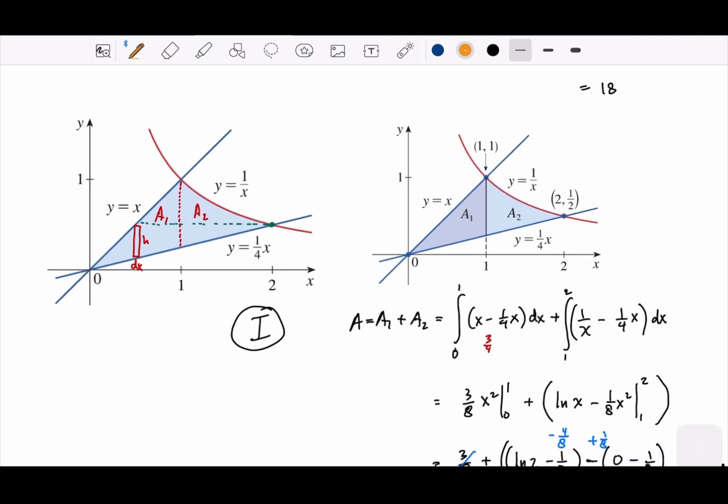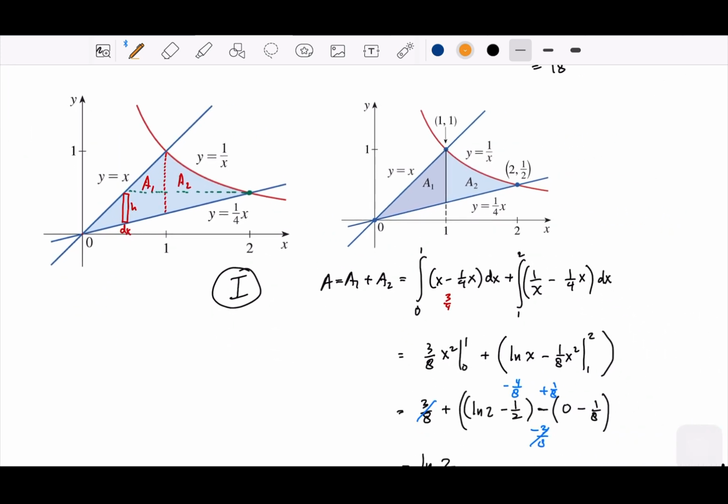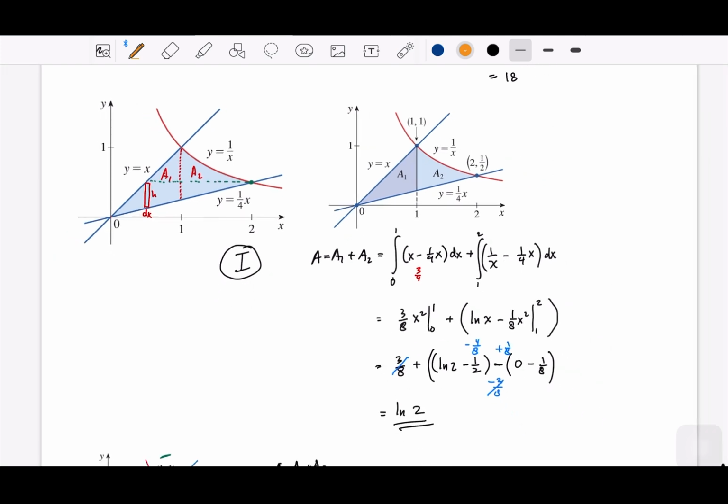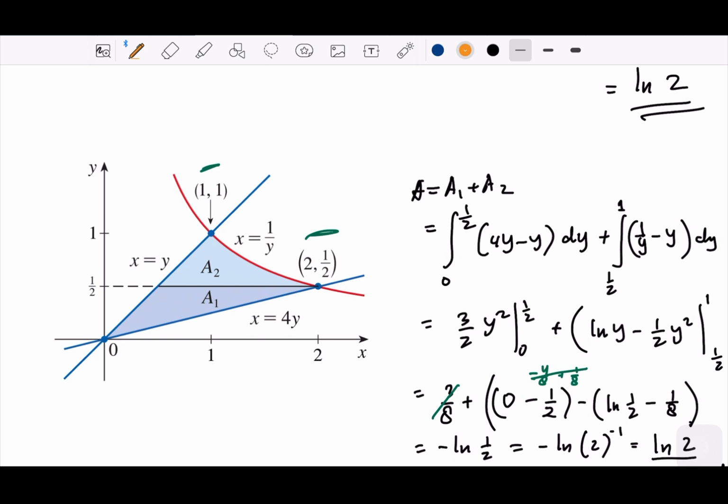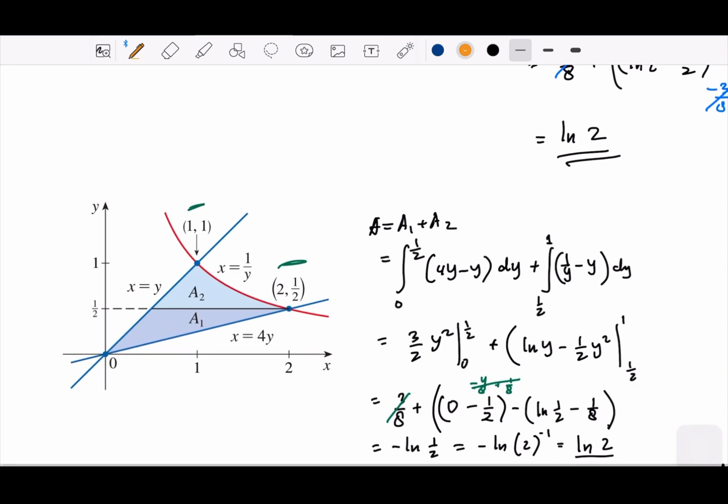So the key is finding first whether there are any intersections, and then deciding which integration you are going to go through, dx or dy. This is for dy. You could have A1, A2 like that. The same results, supposed to have the same results.